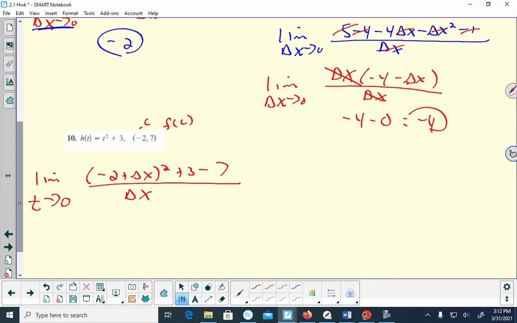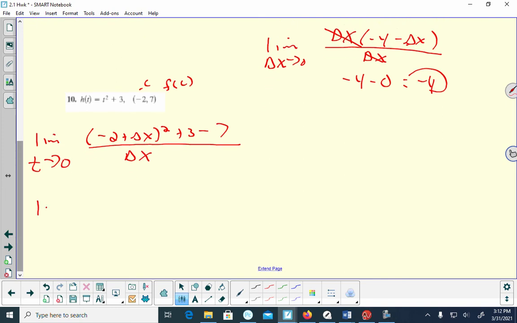And remember, we're just finding a derivative at one point when we do this. So if I wanted to find the derivative at several points, I'd have to do this over and over again, which isn't very convenient.